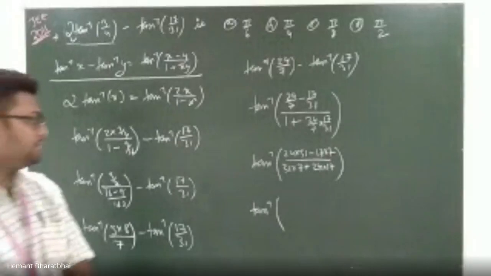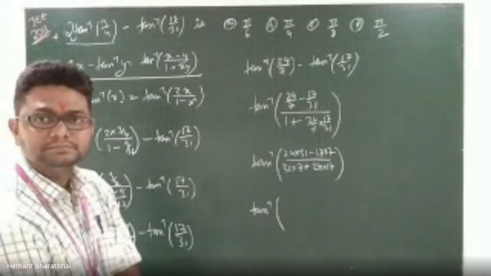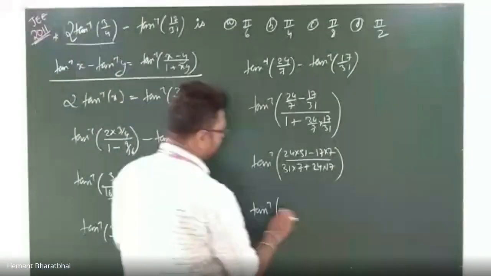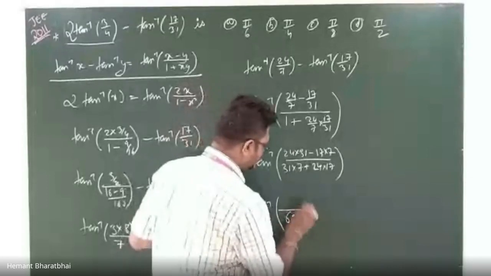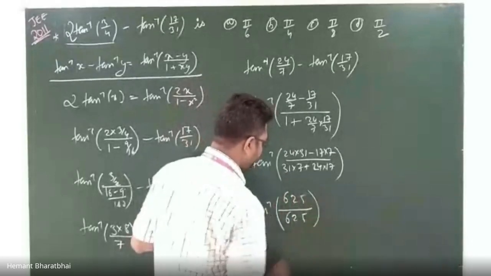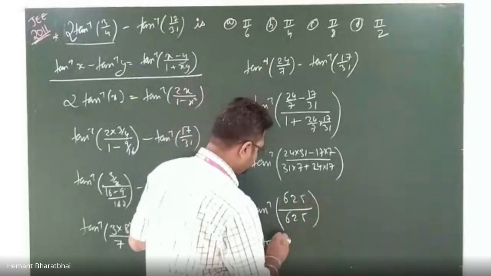Solve it and let me know how much it is. It somewhere comes around, I think so, 625 upon 625. So I get these are calculation speed.